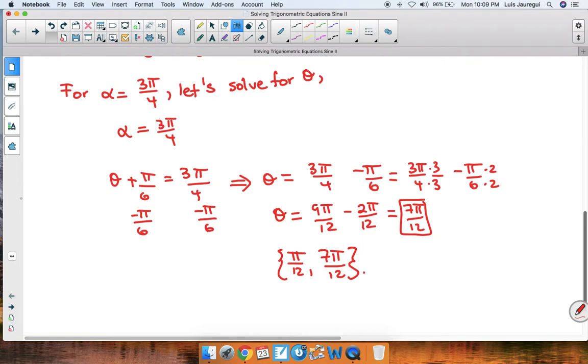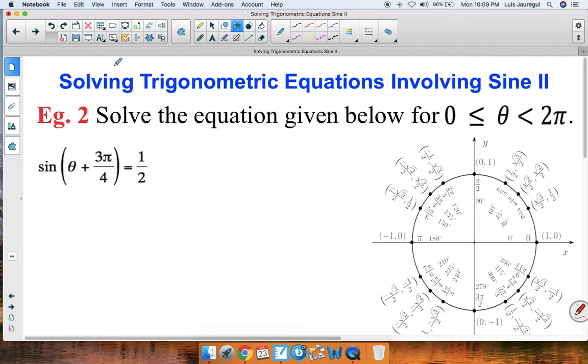Let's see another example. Solve the equation given below for theta greater than or equal to 0 and less than 2 pi. So once again, we're going to introduce a new variable called alpha. Let alpha be equal to theta plus 3 pi over 4. Now, that will enable us to rewrite this original equation as follows. This now becomes sine of alpha is equal to 1/2.